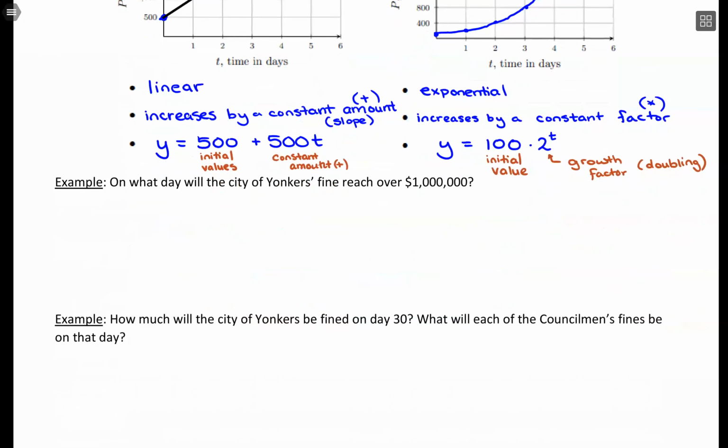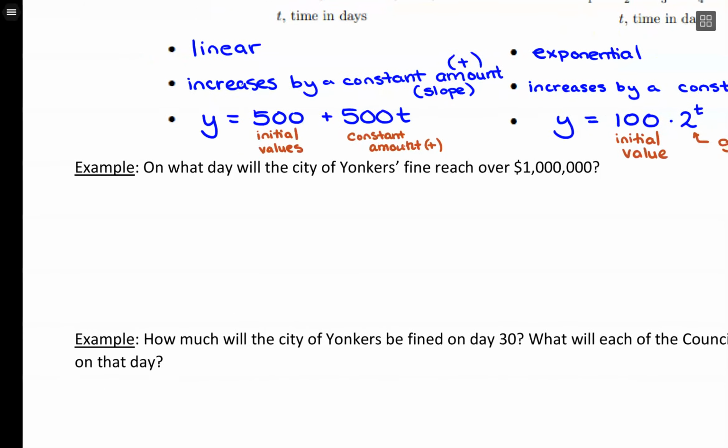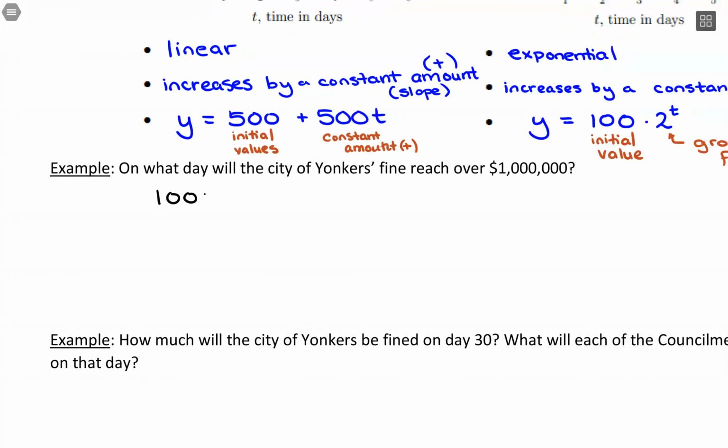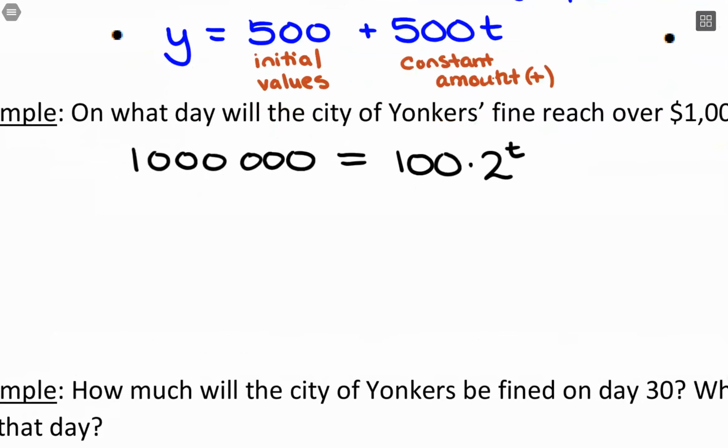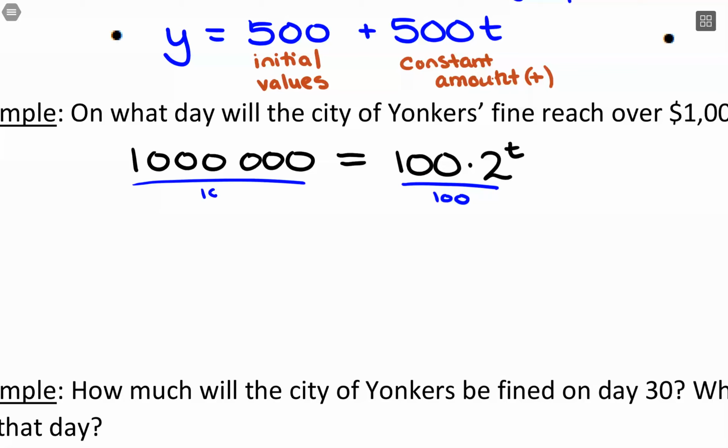So let's look at some questions that we could answer. On what day will the city of Yonkers fine reach over $1 million? With our function, we want to see where the fine is $1 million. And when is that going to equal 100 times 2 to the t? So, solving for our variable, we could divide both sides by 100, which would leave us with, well, we cancel out 2 of those zeros, so we'd have 10,000 equals 2 to the t.